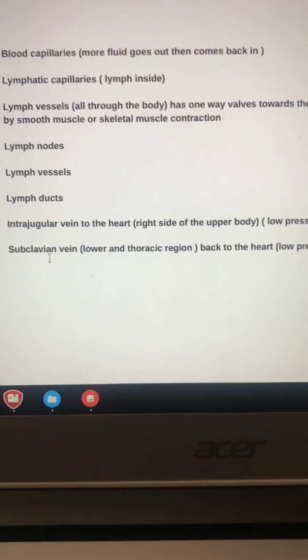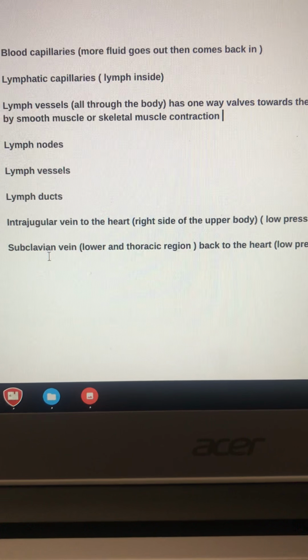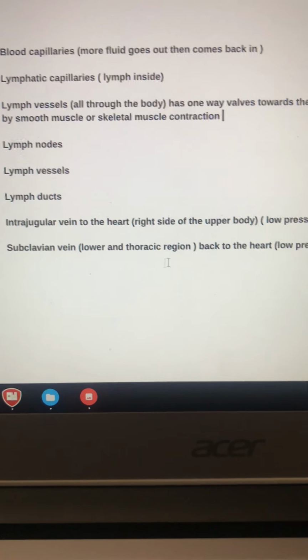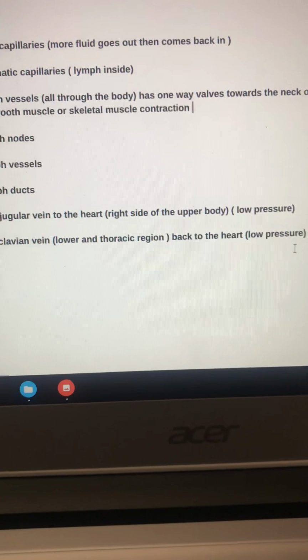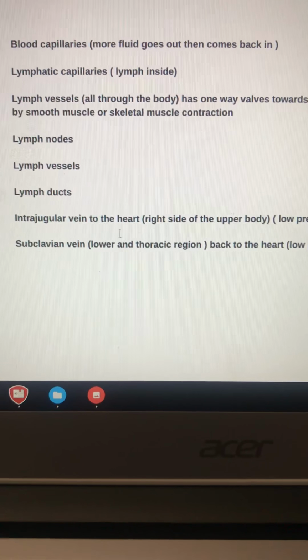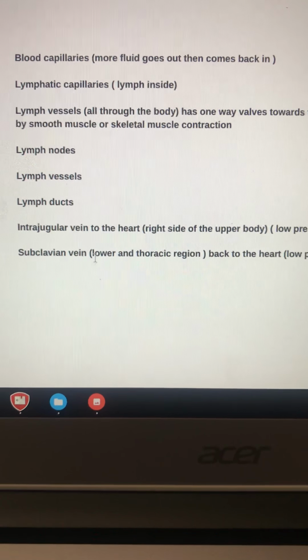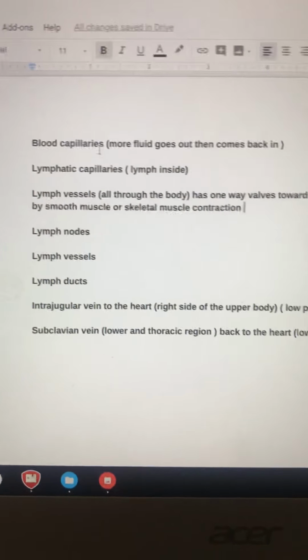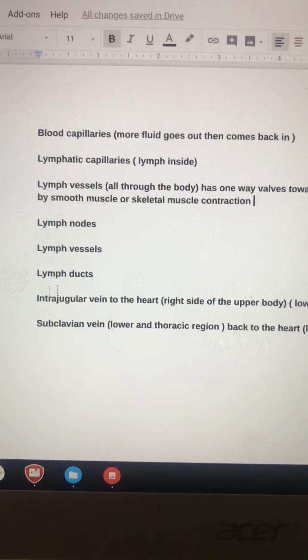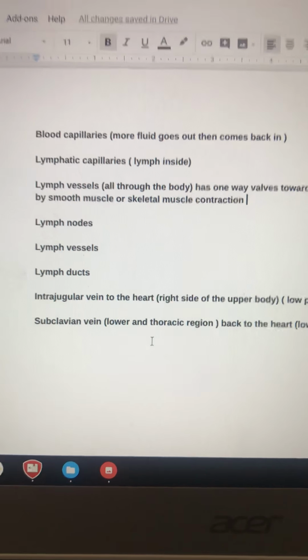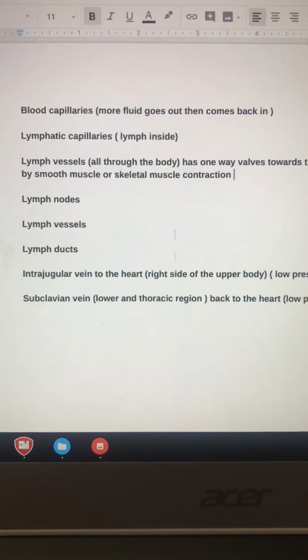Everything from the lower part, the thoracic region, goes back into the subclavian vein, which is also low pressure, and it gets back into the circulatory system. So these two locations are where the lymph actually goes back to the circulatory system, all the way back up to the blood capillary beds, and then this process starts all over again. And this is happening all throughout our body, not just in one location.